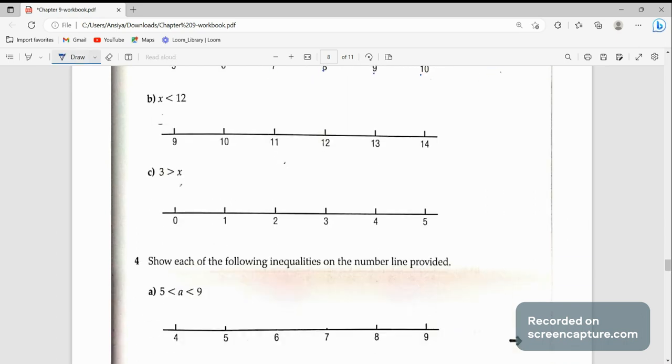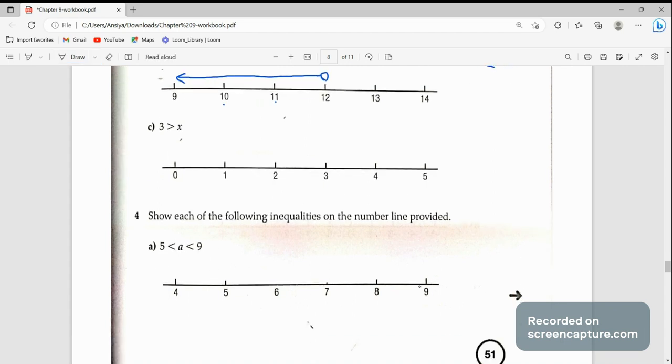x less than 12. So the value of x is less than 12. Less than means it will include 11, 10, 9 towards the left side. Put an arrow. Now, less than 12, so is 12 included? No. If 12 is included, they will write x less than or equal to 12. Here the equal to symbol is not there, only less than. So there should be an open circle over here.